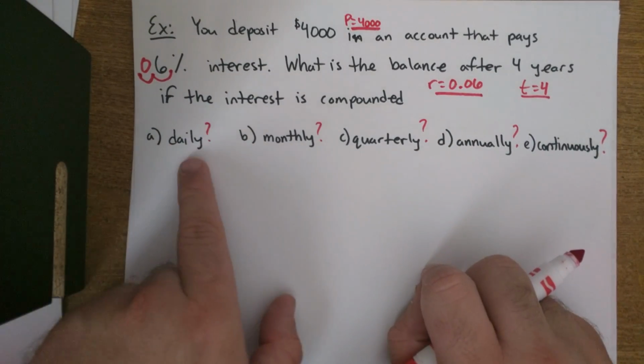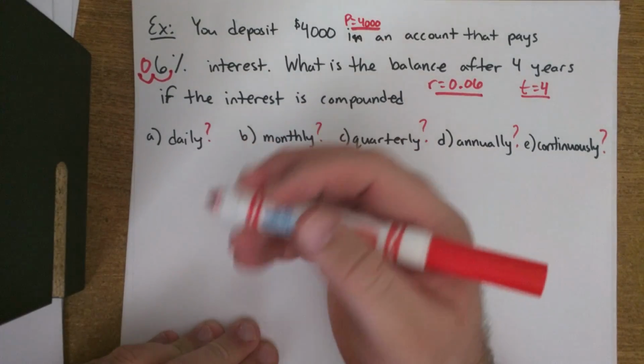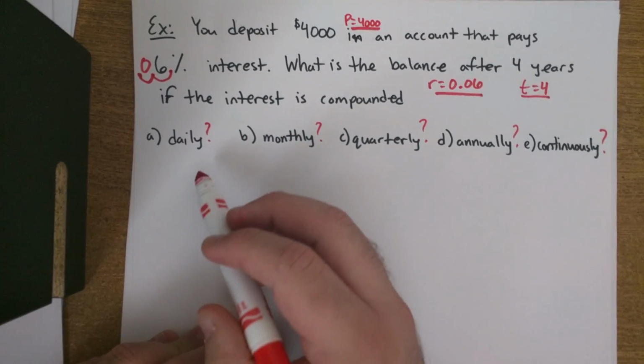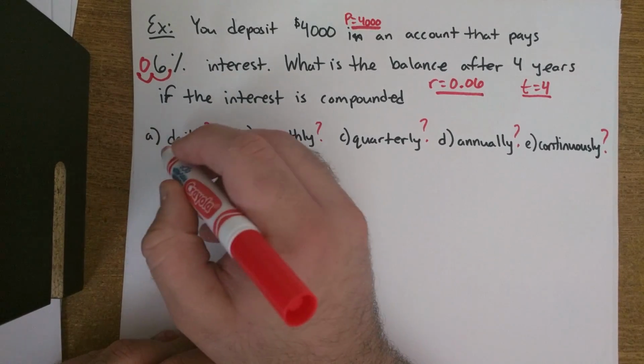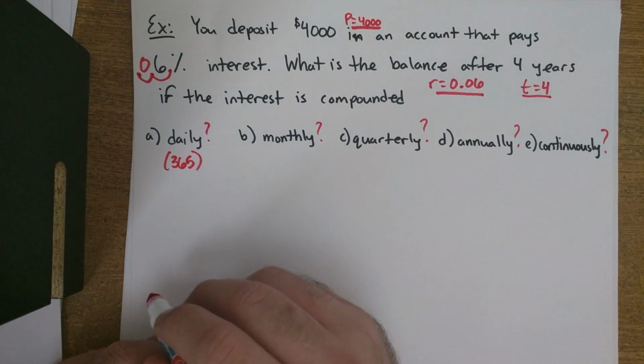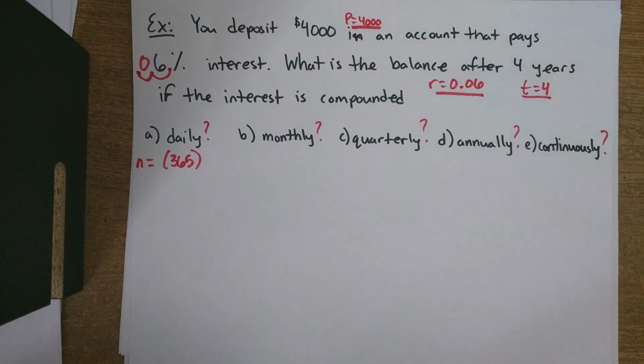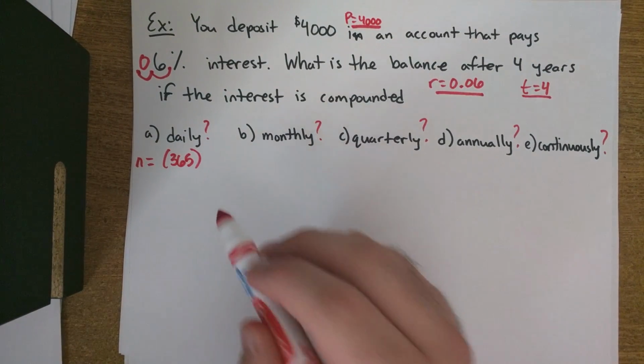So, for example, if we're compounding daily, N represents the number of times you're compounding in a year. So how many days are in a year? We said we're going to stick with 365. I don't know why I put 365 in parentheses. Don't judge me. So N equals 365 for part A.